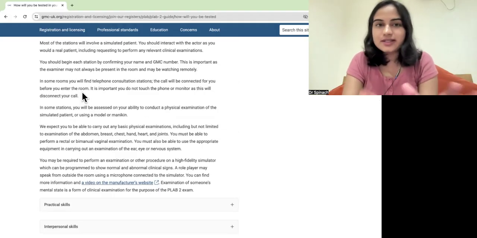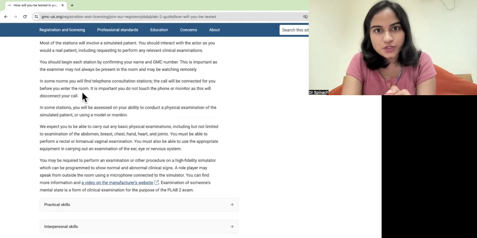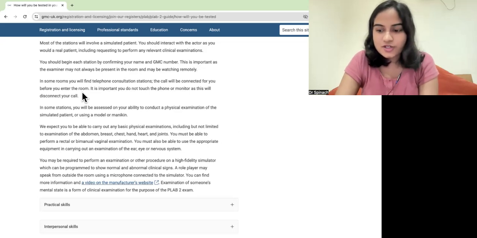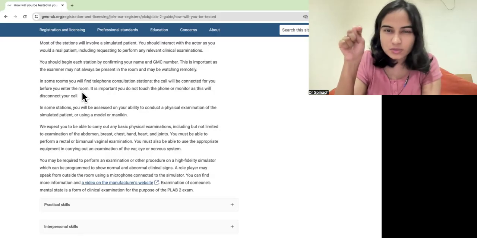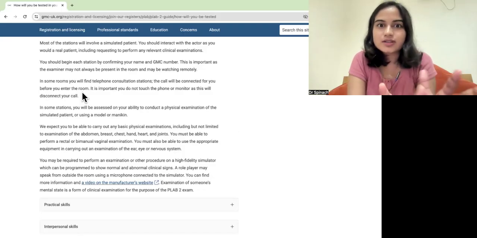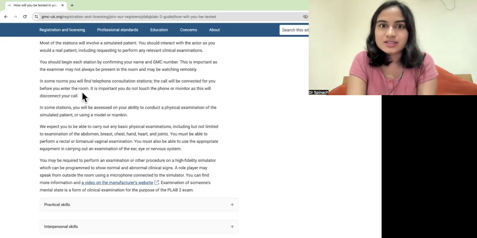Now, this is something that they have warned you about as well: if there is a telephone consultation, then you should not touch anything there, or put your finger onto something like "call in progress", because the call is already in progress. So do not touch it. Otherwise, you may get disconnected from the call.